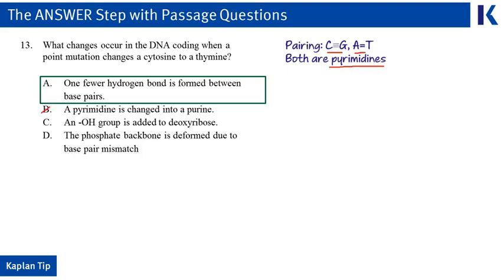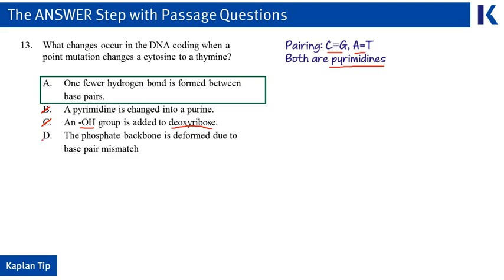Choice B is wrong because, as we happen to write in our prediction, a pyrimidine is not changed to a purine. Cytosine and thymine are both pyrimidines. You can remember that by the good old mnemonic cut the pie, meaning cytosine and thymine, as well as uracil, are pyrimidines. Choice C is wrong because this change, putting an OH group onto deoxyribose, would be changing DNA to RNA. That's not happening here.